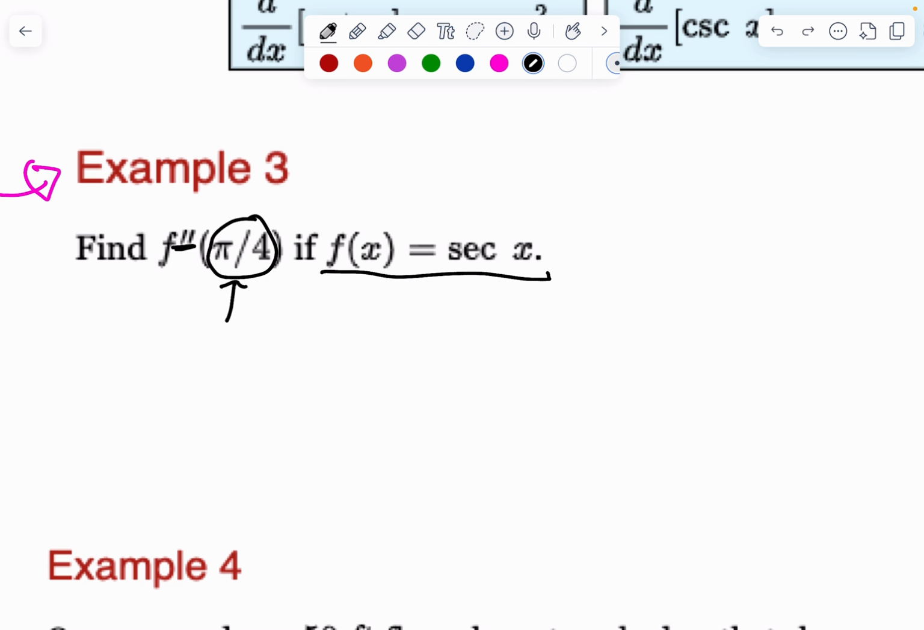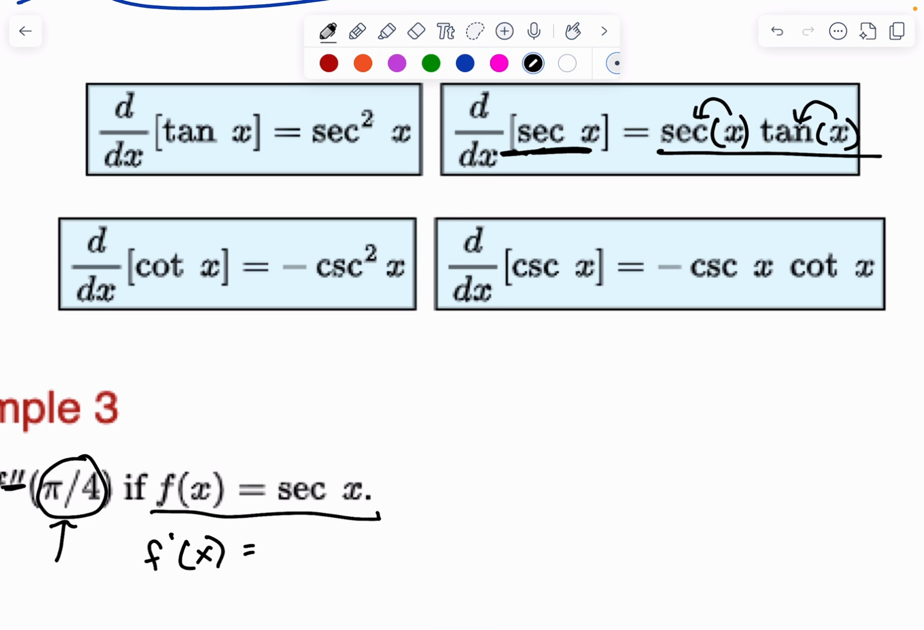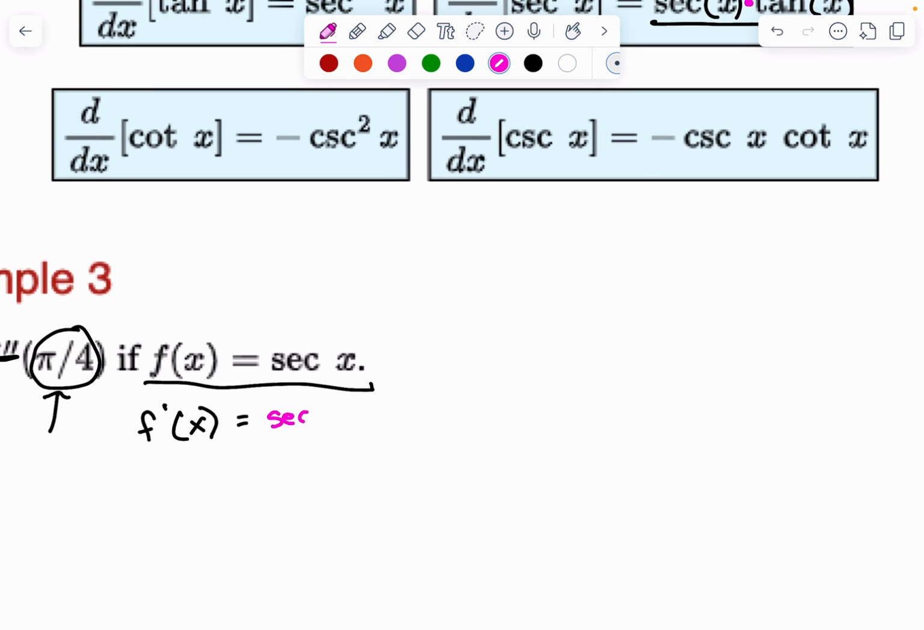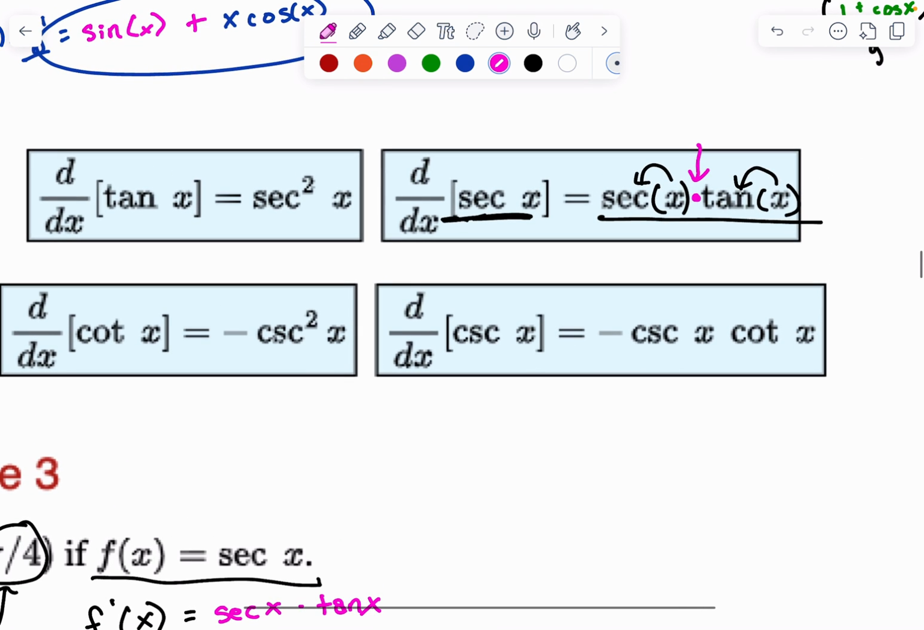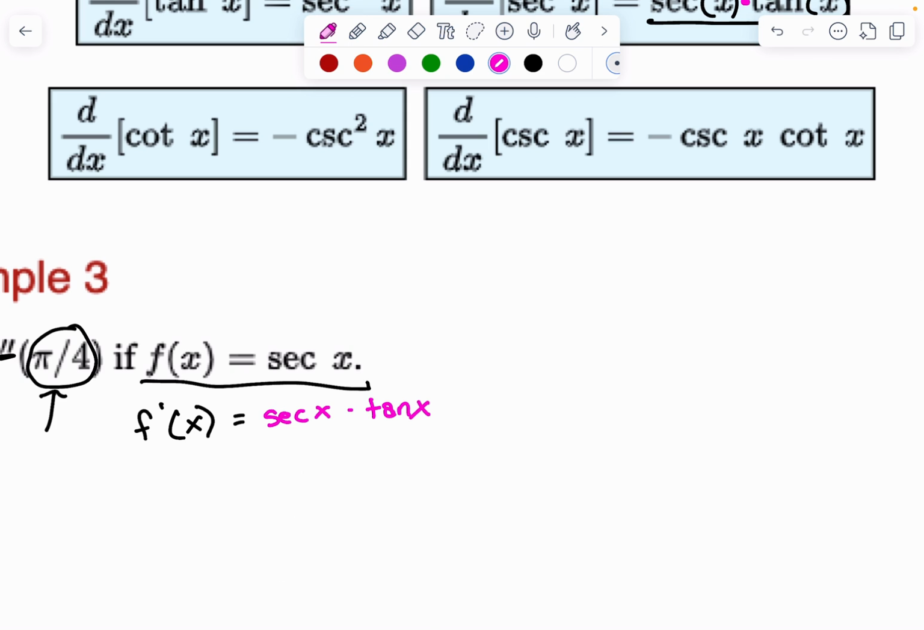So I want to find the first derivative, which I'm just going to call f prime. The derivative of secant is secant tangent. Remember that this x is trapped inside of the secant, and this x is trapped inside of the tangent. So what operation is happening between secant and tangent? It's secant times tangent, secant of x times tangent of x. That's what the derivative of secant is, and that's the first derivative. That's easy, that's only one piece.